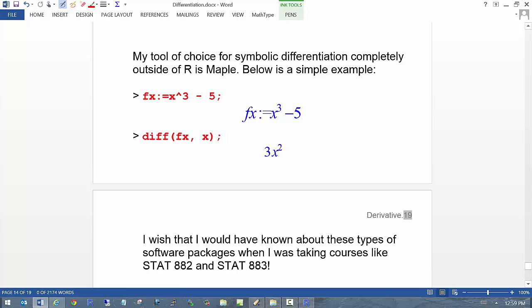Now, in terms of doing symbolic differentiation, my tool of choice is always to use some kind of mathematical software such as Maple. And so just for emphasis of that, I show you some Maple code there that shows how to do it. I really wish I would have known the existence of these kinds of mathematical software packages when I was a student taking a course like STAT 882, 883, because I would have basically used that to do a lot of my homework assignments.